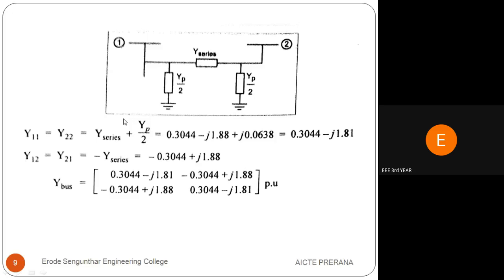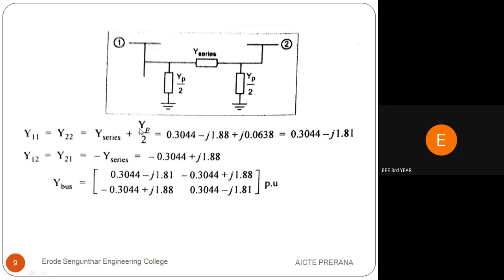That we have already seen in the theory part, so I'm going directly into it. Consider Y11. Normally Y11 and Y22 are almost the same, so here I'm taking them as equal. That is, Y11 is equal to Y22, equal to the elements connected at the bus. Consider what elements are connected between 1 and 2. There is only one element, that is Y series, plus it has line charging YP by 2. So Y series plus YP by 2.